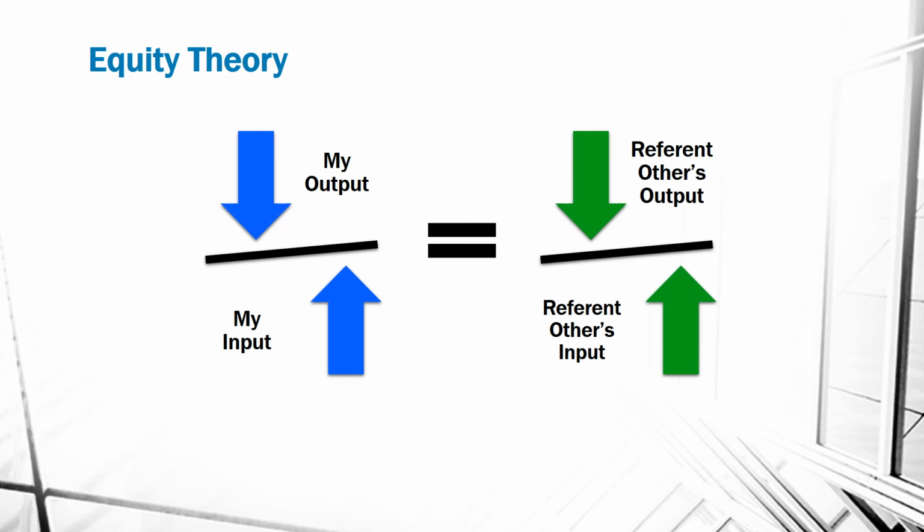This figure shows what I just explained with regard to the ratio of inputs to outputs. Over on the left side in blue indicates my output and my input as a ratio. And then on the other hand, comparing to the referent other's output over the input.